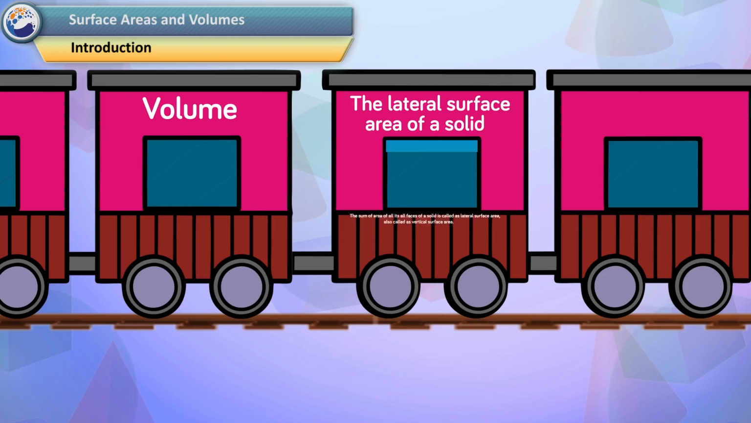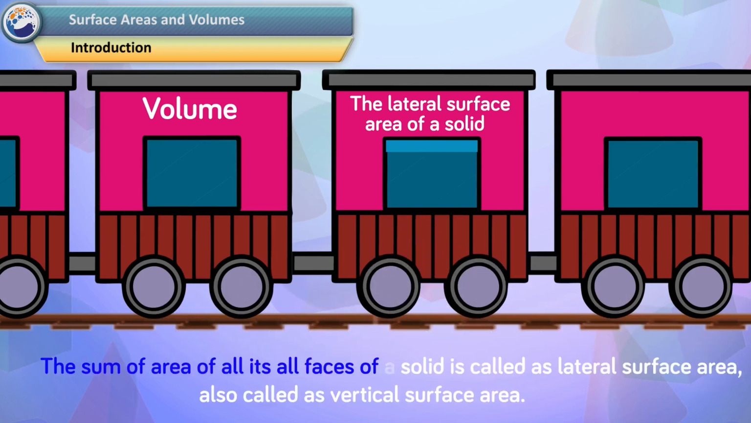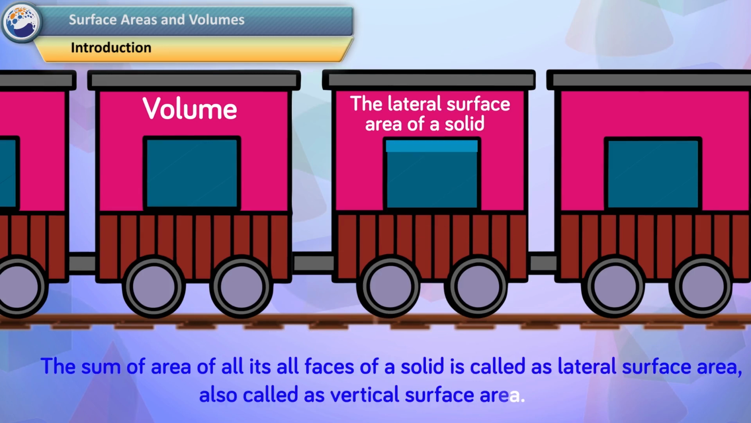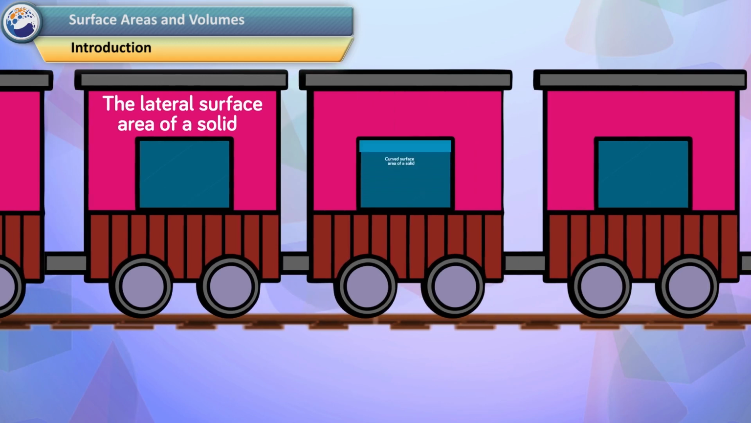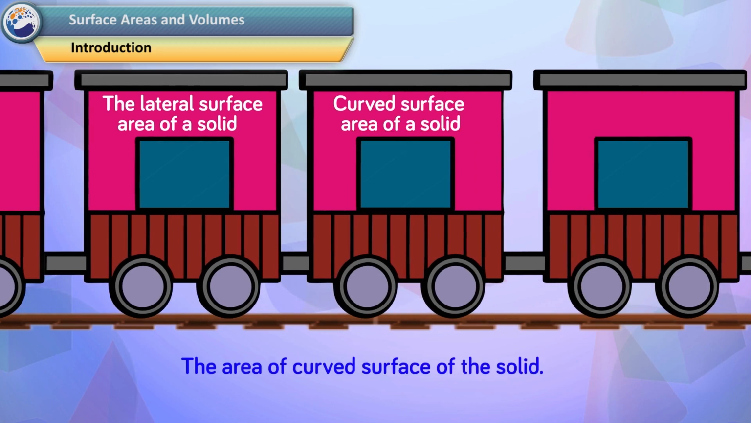The lateral surface area of a solid. The sum of the areas of the vertical faces of a solid is called the lateral surface area of the solid, also called the vertical surface area. Curved surface area of a solid: the area of the curved surface of the solid.